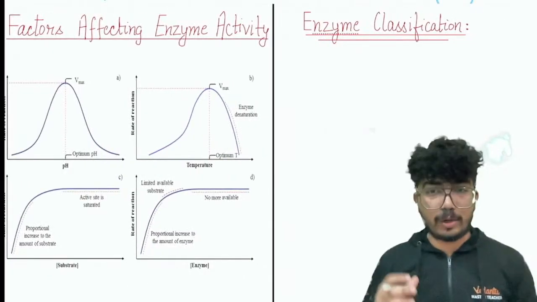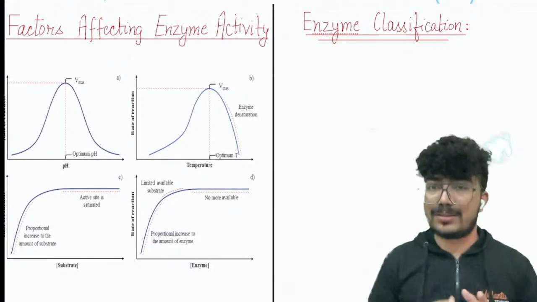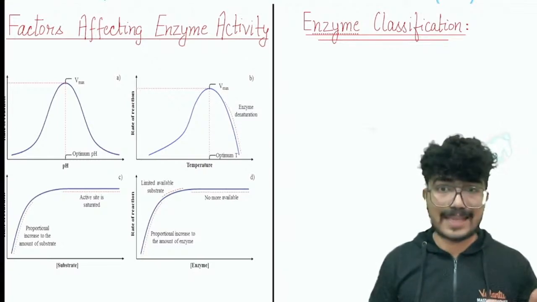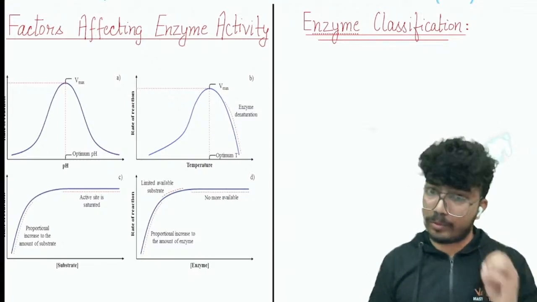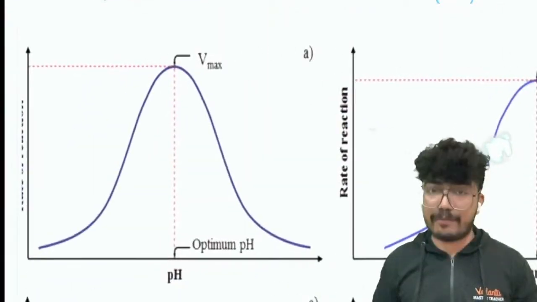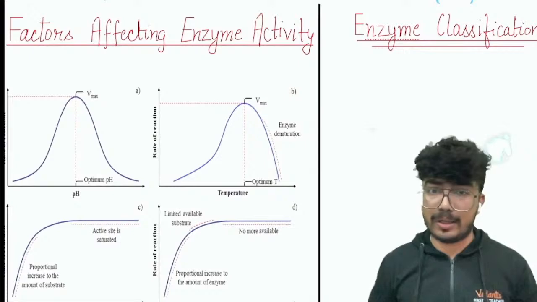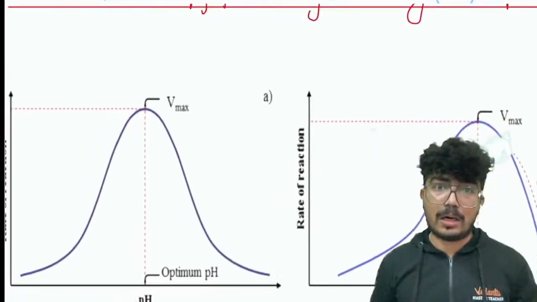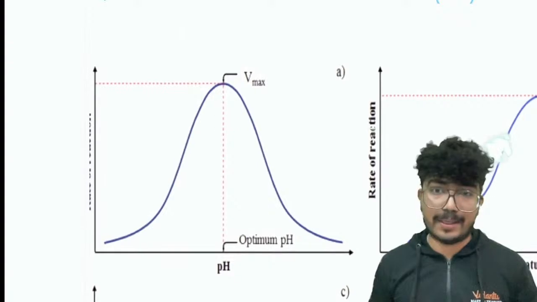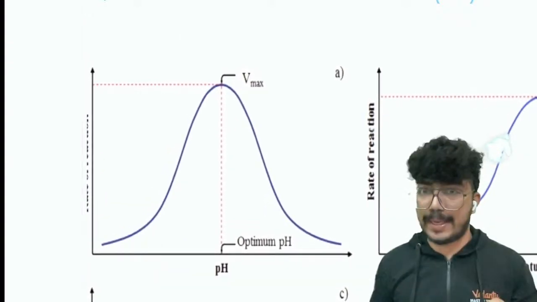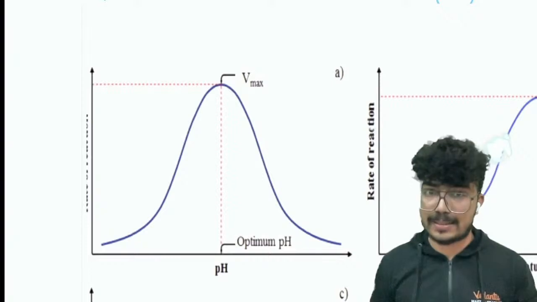So now we'll continue with the very first topic, that is the factors affecting enzyme activity. There are various factors that influence the enzyme activity, but we will be dealing with the most important ones. So the first factor is pH. I have taken these graphs from a very reputed research paper, so we are going to learn a lot of new things. First of all, let's talk about the very first parameter, that is pH. So please remember that the enzymes are highly pH sensitive.